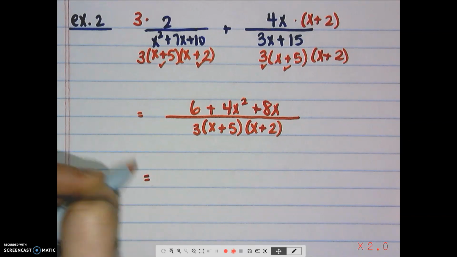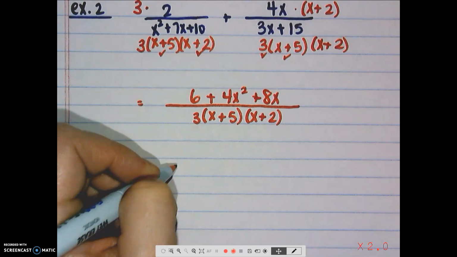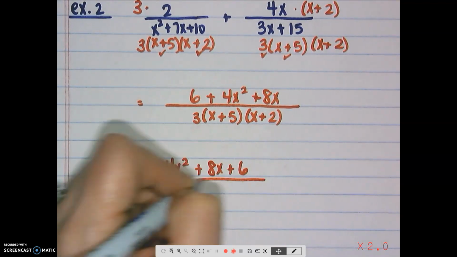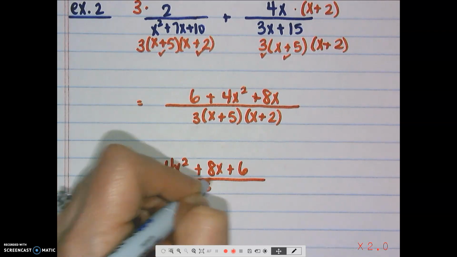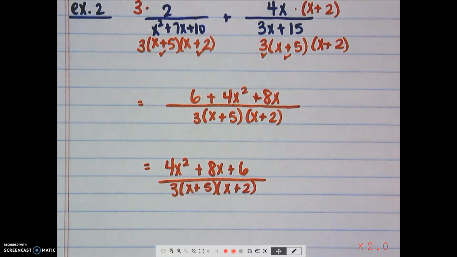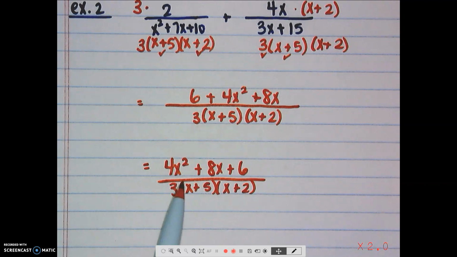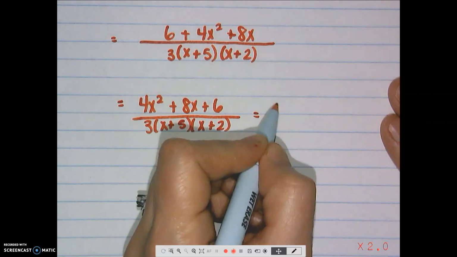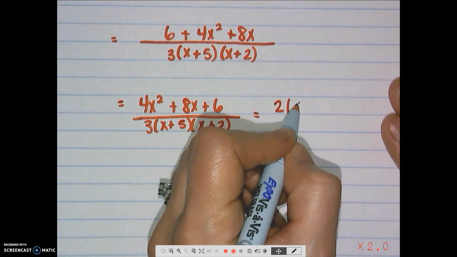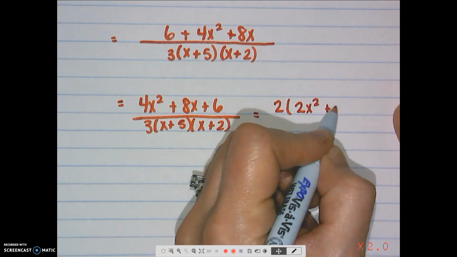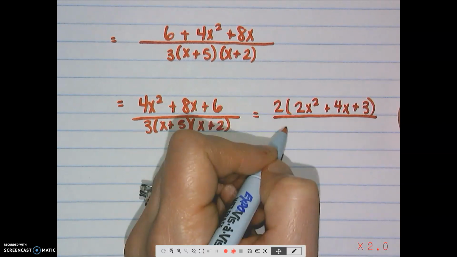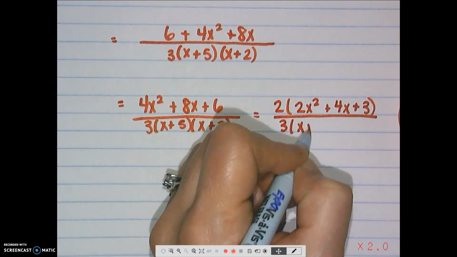So then we're going to write this in standard form on the numerator. So we have 4x squared plus 8x plus 6 over our common denominator of 3 times the quantity x plus 5 times the quantity x plus 2. Now, I notice here in the numerator that they're all divisible by 2. So if I take that GCF of 2 out, we would have left inside 2x squared plus 4x plus 3. And then we still have our common denominator.